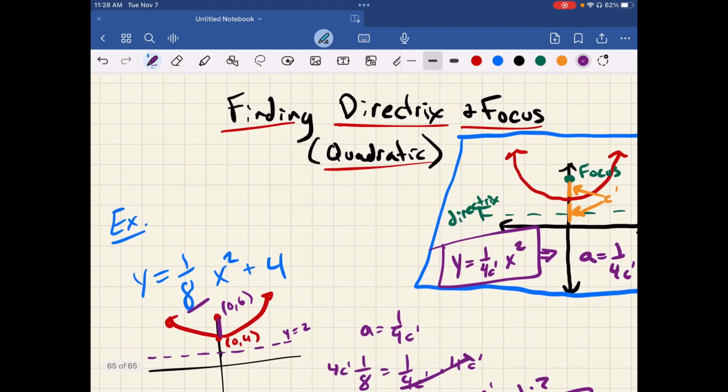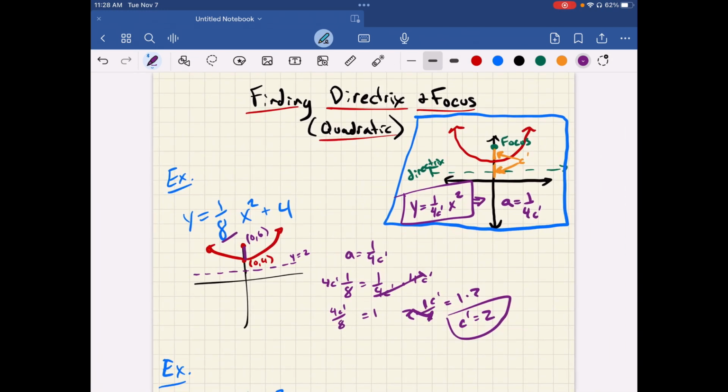All right, so now then, real quick recap. I have to know what all the parts are. I have to know where the focus is. I have to know what the directrix is. And I know that those two, if I go from the vertex to the parabola and then straight down to the directrix, those two lines are going to be equivalent. And to find out how long the line is when I go directly to the vertex from either the focus or the directrix is going to be C prime.